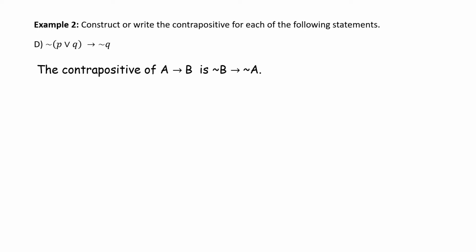Let's apply that definition to our given statement. Then we would have not not Q implies not not (P or Q). Let's simplify the double negations, and so not not Q would just be Q, and that would imply not not (P or Q). Those negations cancel, and you get P or Q.